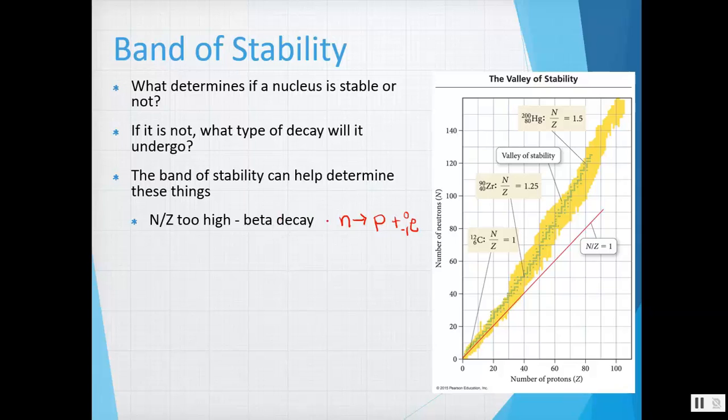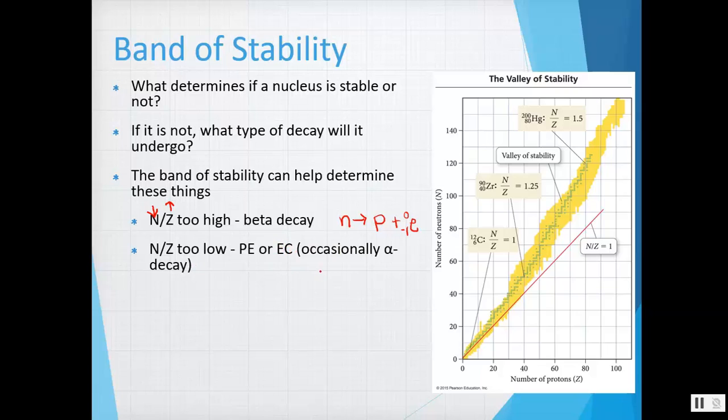So when this occurs, the number of neutrons is going to go down and our number of protons is going to go up, essentially reducing our N to Z ratio. When the N to Z ratio is too low, we observe either positron emission or electron capture. Sometimes we may also observe alpha decay, depending upon the isotope.